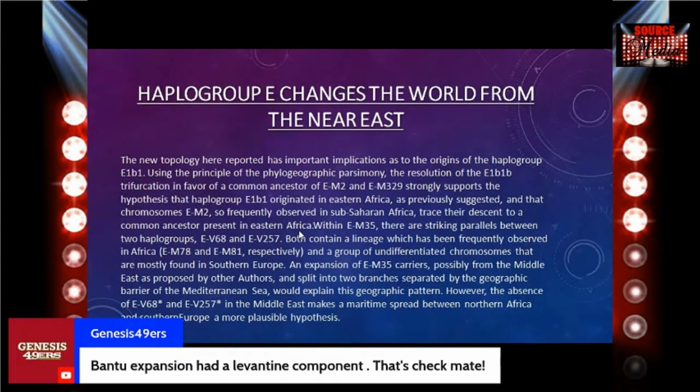Both contain a lineage which has been frequently observed in Africa, EM78 and EM81 respectively, and a group of undifferentiated chromosomes that are mostly found in Southern Europe. The expansion of EM35 carriers, possibly from the Middle East, as proposed by other authors, and split into two branches separated by geographic barriers of the Mediterranean Sea, would explain the geographic pattern. However, the absence of EV68 basal and EV257 basal in the Middle East makes the maritime spread between North Africa and Southern Europe a more plausible hypothesis.